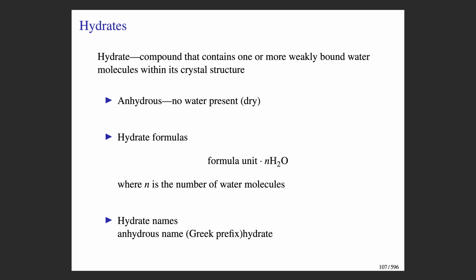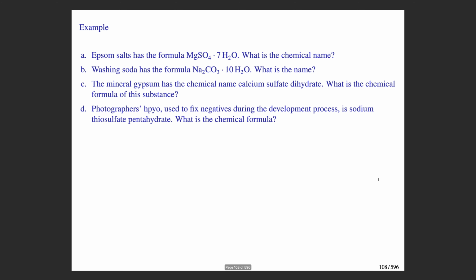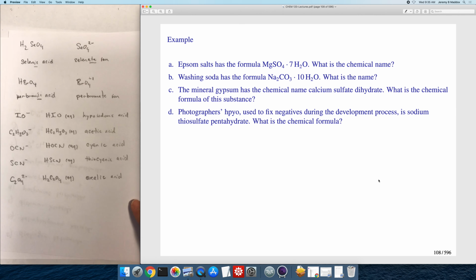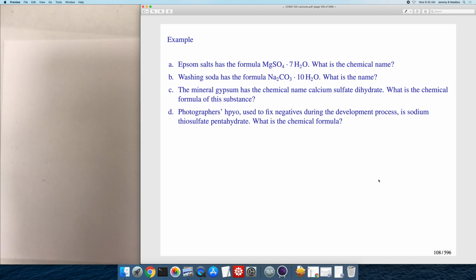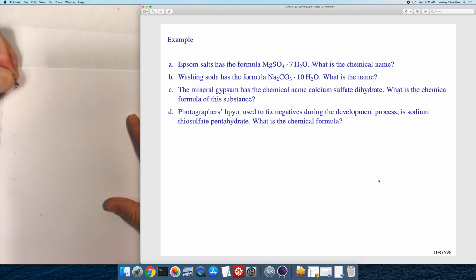And the way that you say the name of the hydrate is you use the anhydrous compound's name, what we've already looked at for ionic compounds, and then you use a Greek prefix in front of the word hydrate at the end, where the prefix corresponds to the number of water molecules. Let's take a quick look at a few hydrates here. Epsom salts have the chemical formula magnesium sulfate with 7 waters embedded in the crystal structure. How would we name that?